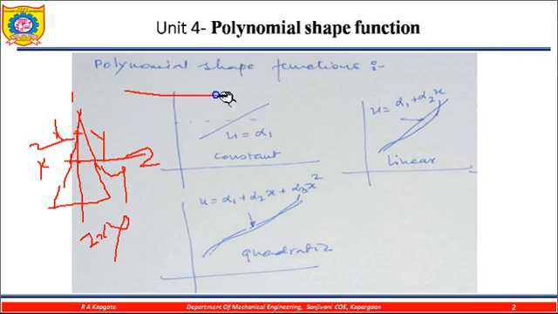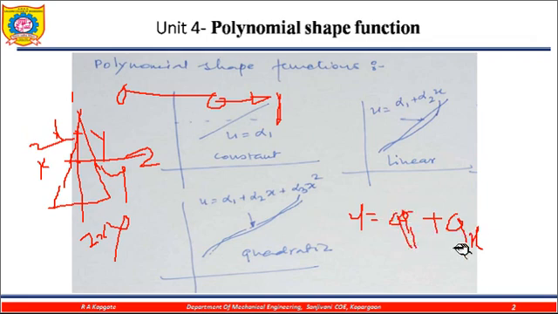Whenever we have taken two nodes, each node has 1 degree of freedom, only 1 degree of freedom along the x-axis. So how many terms are required to define the displacement function of a 1D problem? Then there are two DOF, and the degree of freedom is 1, so only two terms are required. One is a constant term plus a2x, so my displacement function u is equal to a1 plus a2x.